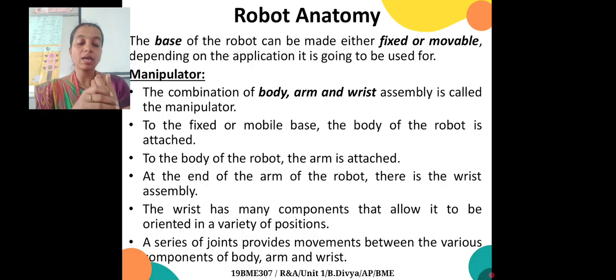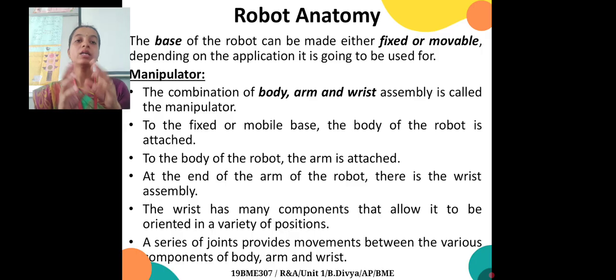The wrist has many components that allow it to be oriented in a variety of positions. It can be in different kinds of positions. According to the application of the robot, the wrist can be changed.